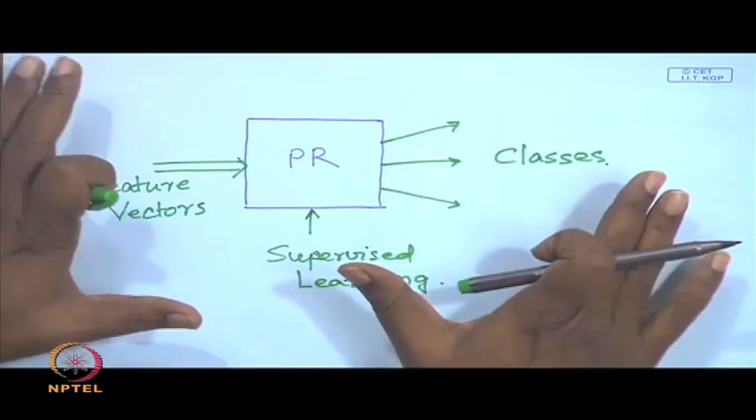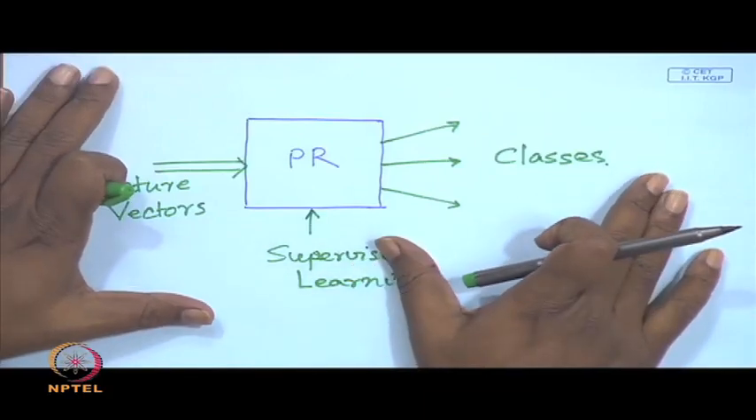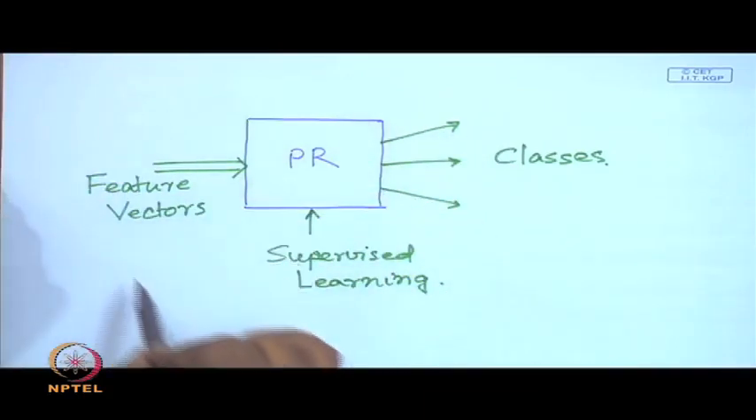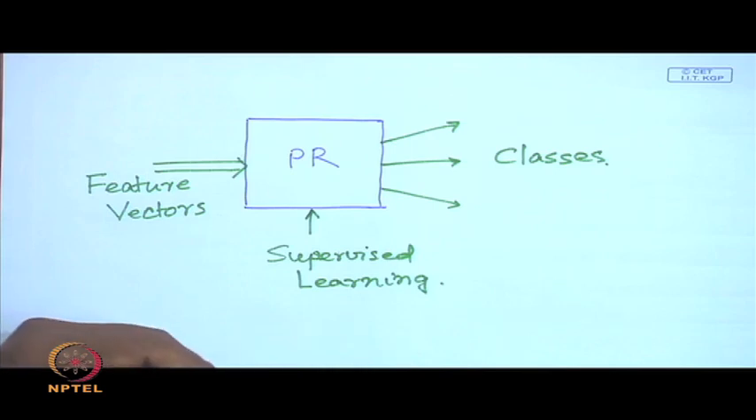Now, given this sort of a block diagram, you find that this pattern recognition system can be applied in any domain. It can be used for speech recognition, speaker recognition, object recognition, and image classification. What do I mean by image classification? I can have images of different types: indoor images, images of natural scenes, images of a shop floor.